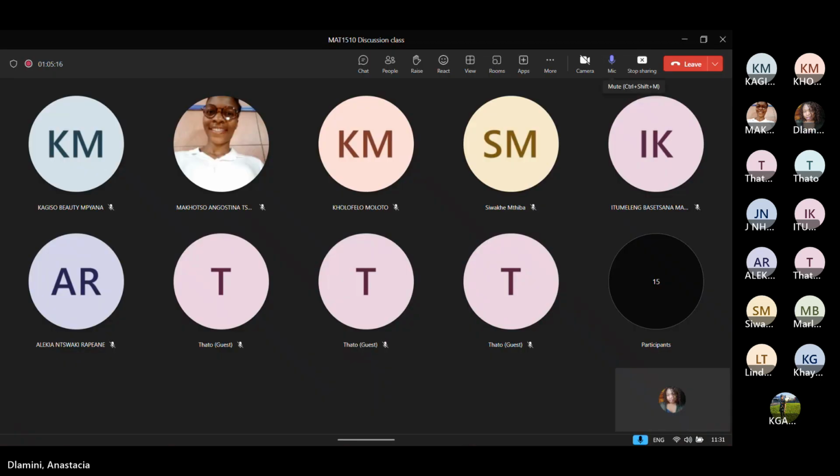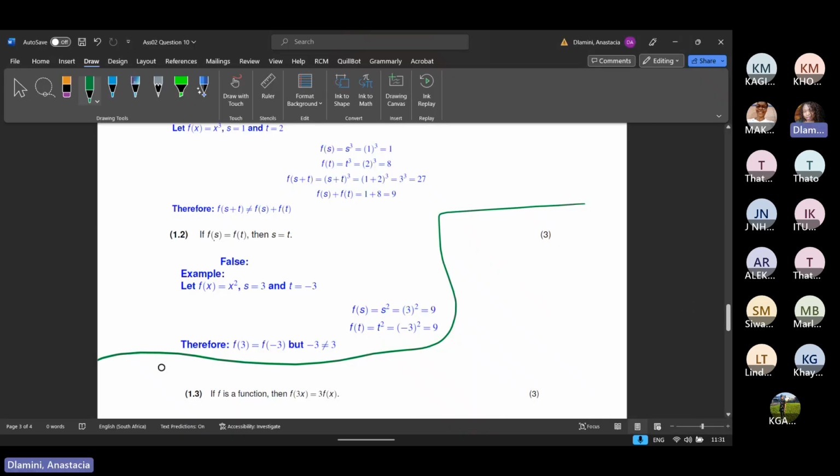True or false? True or false? Is the statement true or is the statement false? If no one is answering, then we can skip the question.